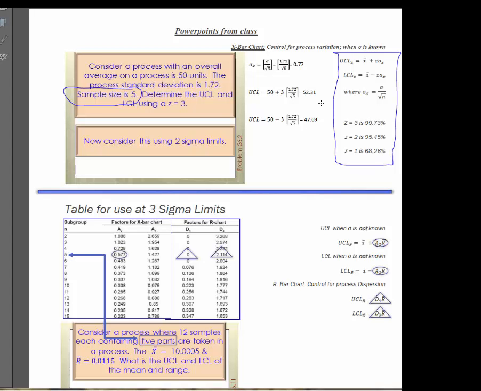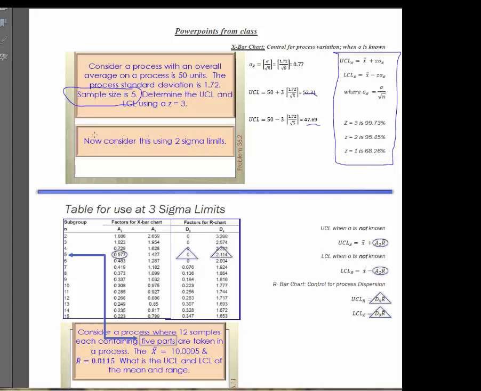So what this tells us is that the process is considered in control if the X bars for each of the samples that are taken, each of the 5 samples that are taken, fall between 52.31 and 47.69. So a sample that might fall out of that, say for example if you found one that was 46, the process then would be out of control.